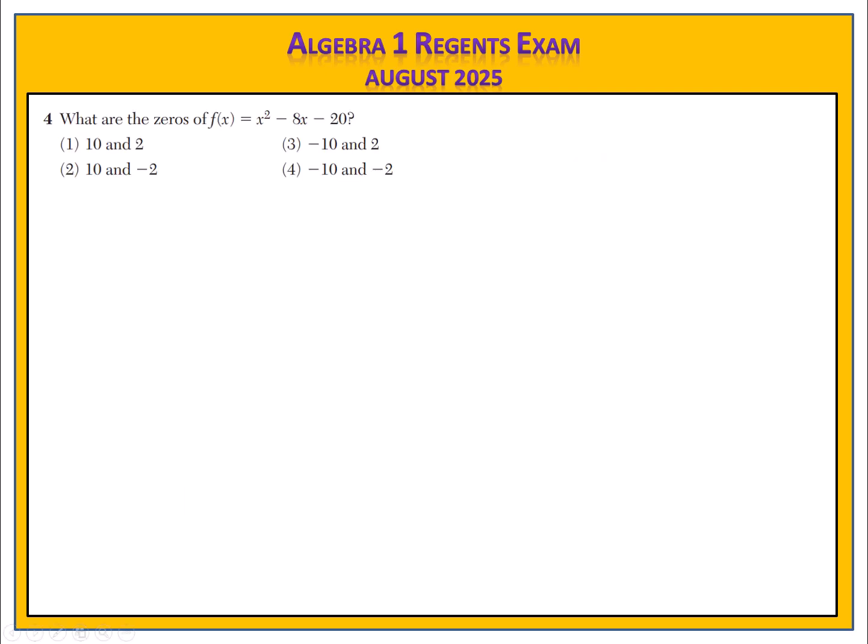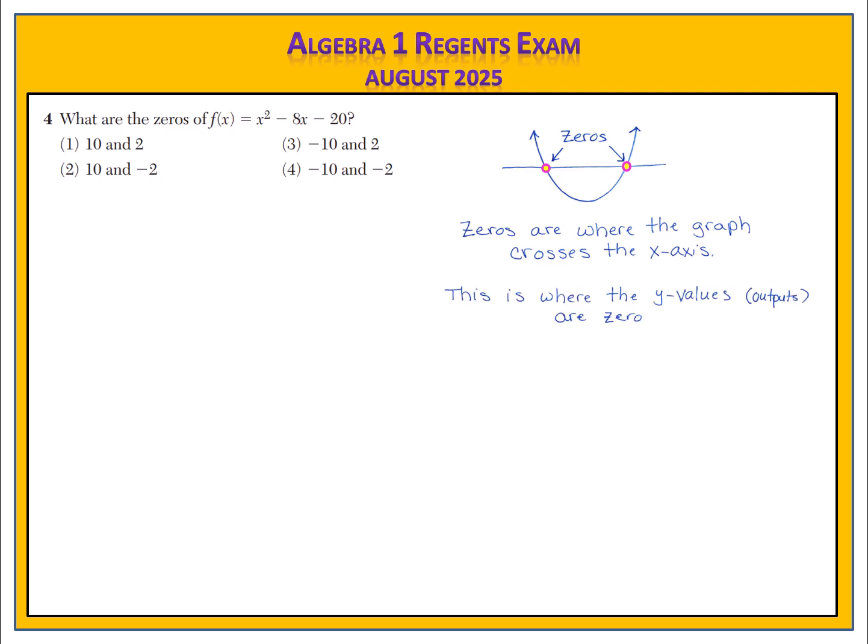Problem 4. What are the zeros of f of x equals x squared minus 8x minus 20? Remember, the zeros are where the graph crosses the x-axis. In this function, there are 2 of them. There are different approaches we could take to find this. Remember that the zeros are where the y values or the outputs are 0. So one approach we could take to this problem is to factor the function, and then set each factor equal to 0 and solve for x.